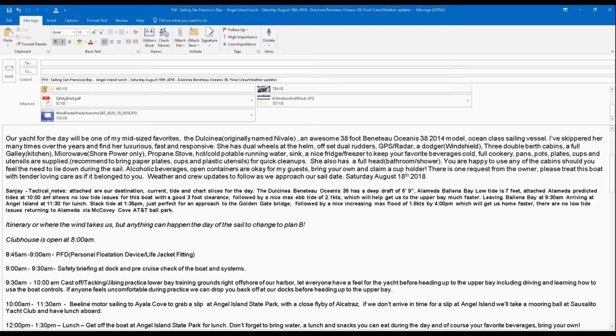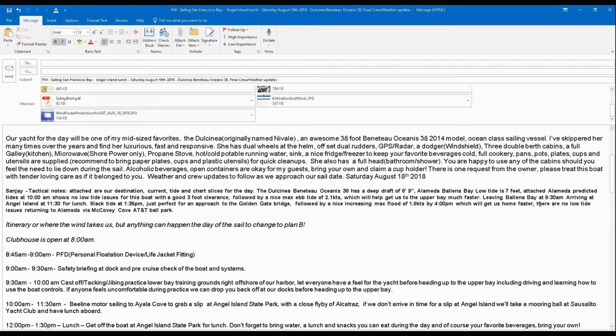In this case, tactical notes attached to our destination, current tide and chart slices for the day. The Dulcinea Beneteau Oceanus 38 has a deep draft of 6'9". Alameda Ballina Bay, low tide is 7 feet. Attached Alameda predicted tides at 10 a.m. show no low tide issues for this boat with a good 3-foot clearance, followed by a nice ebb tide of 2.1 knots, which will help us get up to the upper bay much faster.